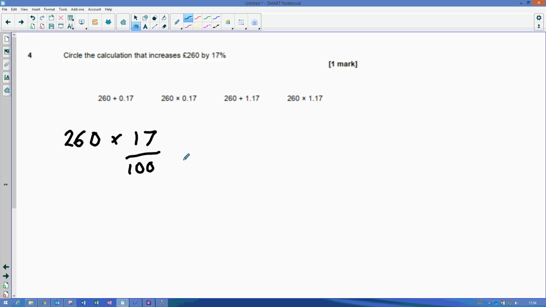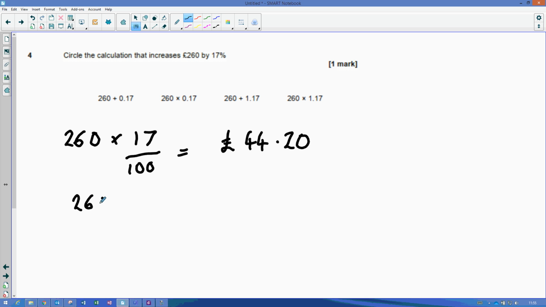so out of 100. Type that into a calculator and you'll get an answer of £44.20. And that is not 260 increased by 17%. That's 17% of 260. To get 260 increased by 17%, we've got a second step.